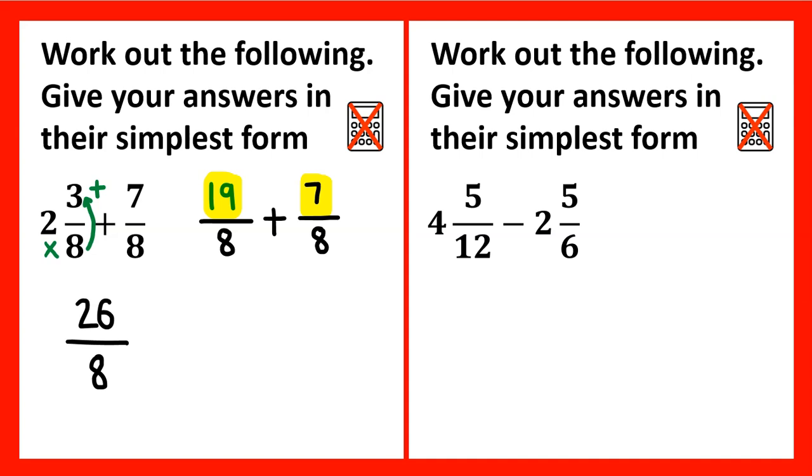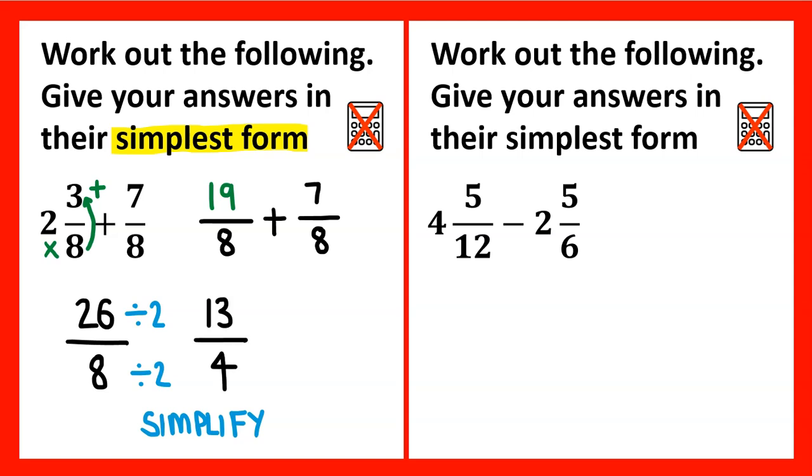We do need to write in its simplest form, and we can start by dividing the numerator and the denominator by our highest common factor of 2, which gives us 13 over 4. It's also more simplified to write your answer as a mixed number rather than an improper fraction, and 4's go into 13 3 times with a remainder of 1, so the answer would be 3 and 1 over 4.